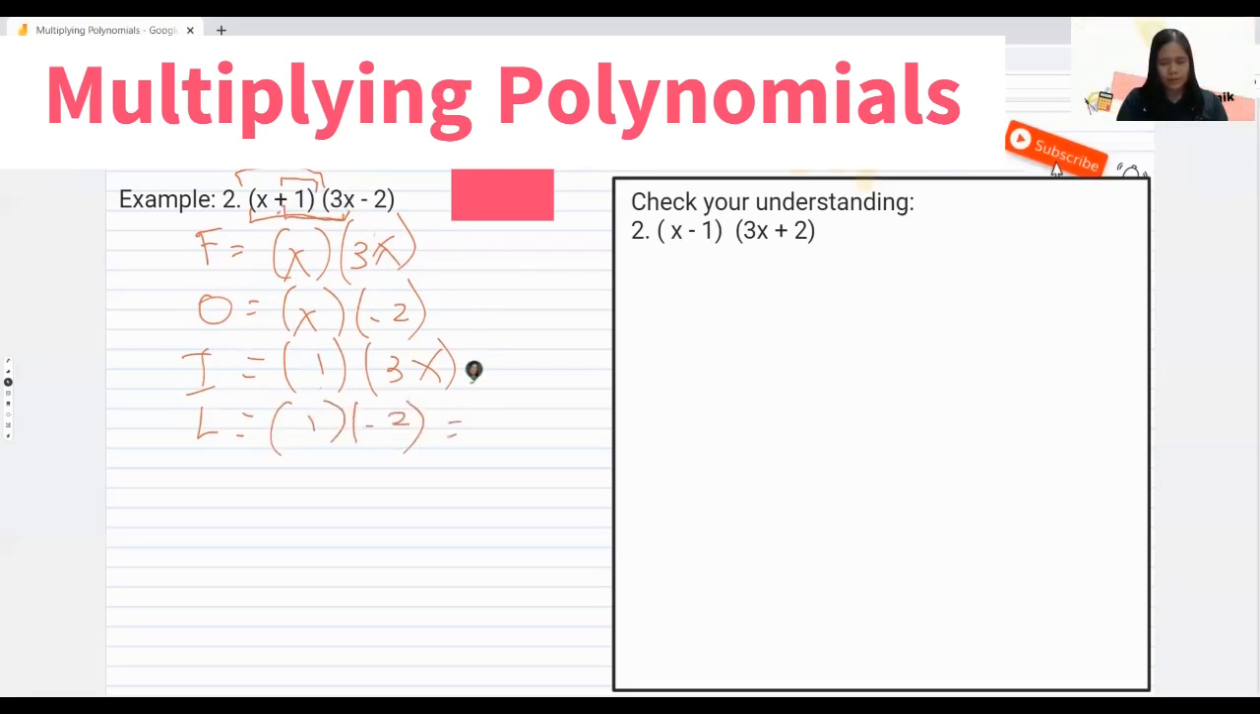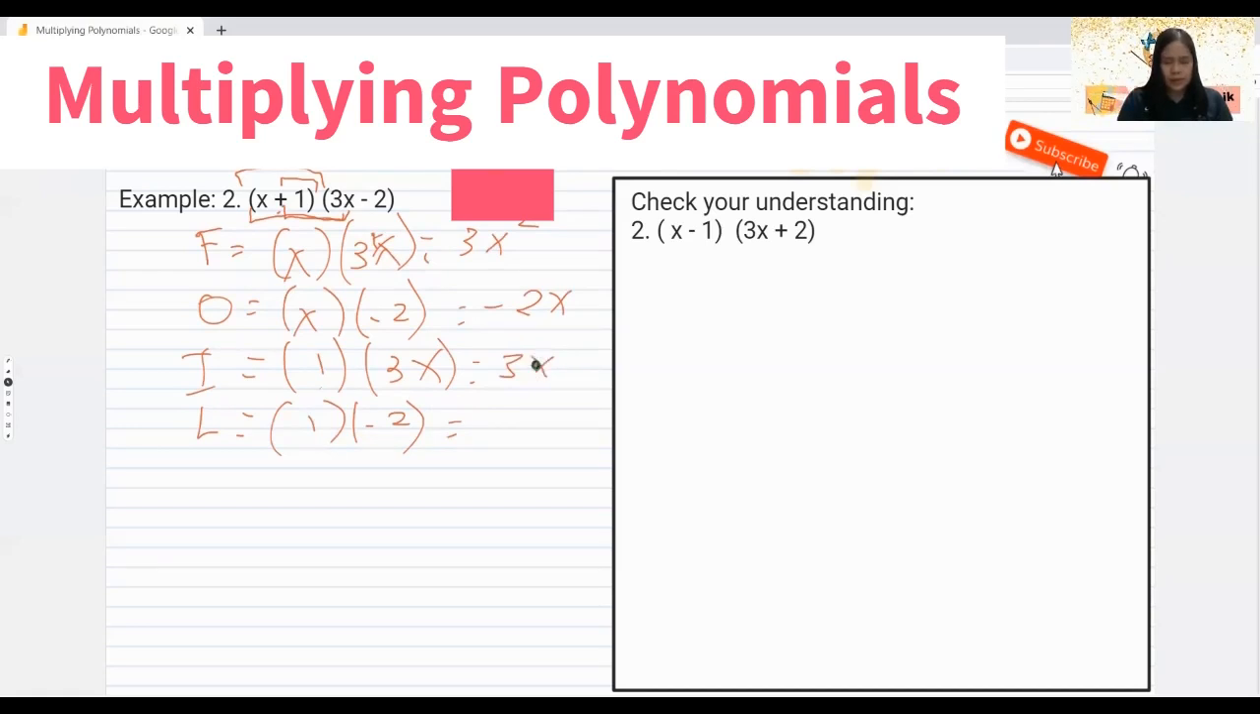Let us simplify all the terms that we're going to multiply. x times 3x, we will have 3x squared. x times negative 2, we're just combining them, so we have negative 2x. 1 times 3x, any number you multiply by 1, the answer is the number, so we'll have 3x.